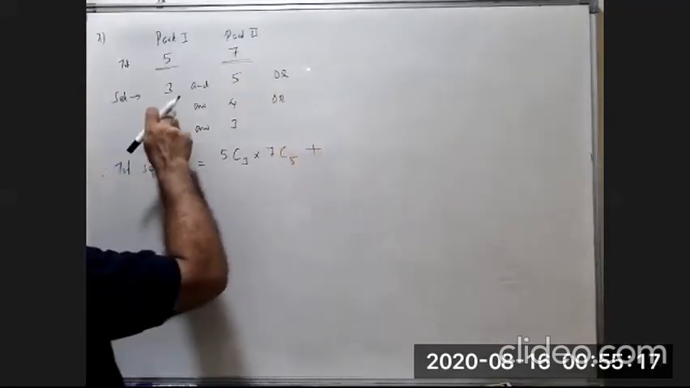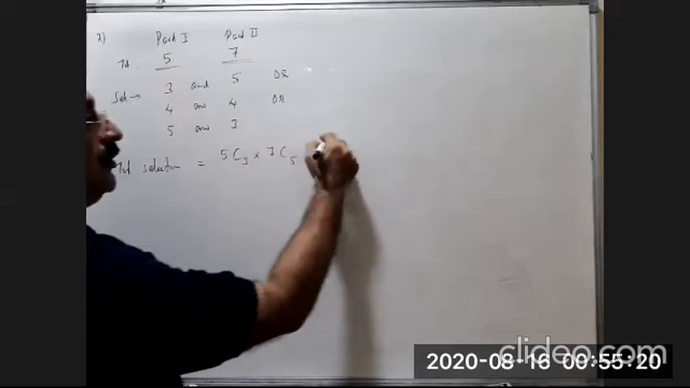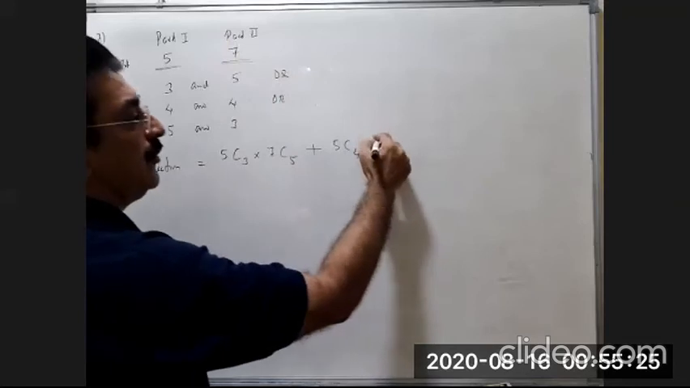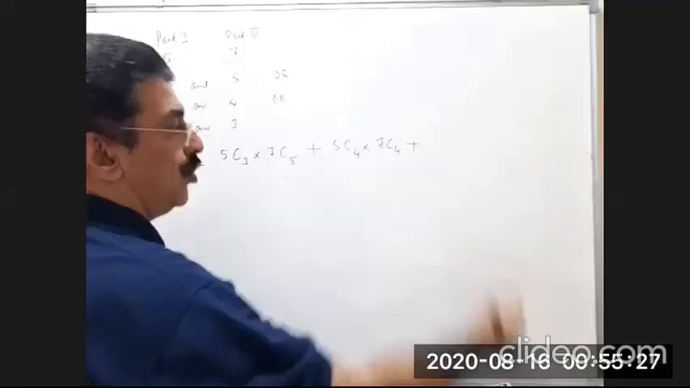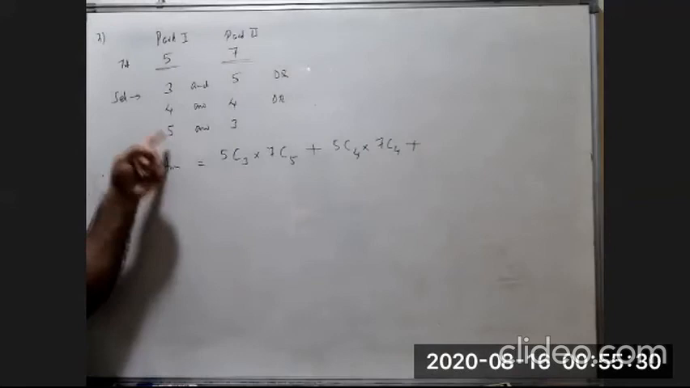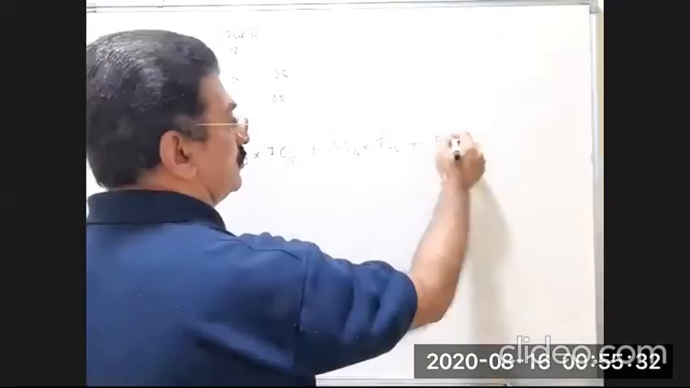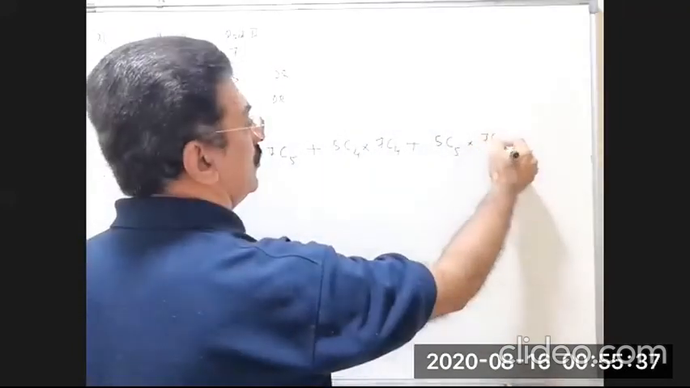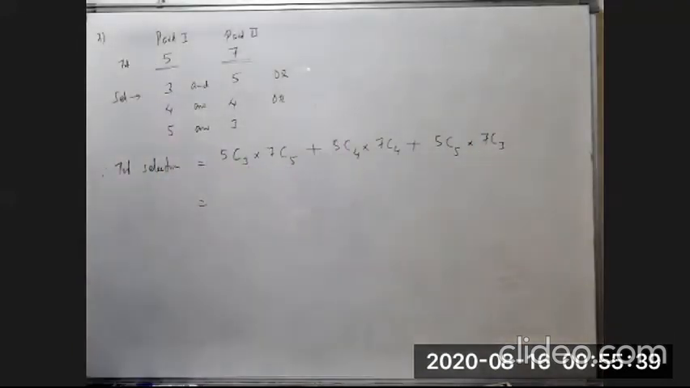Next option, we have to select 4 from 5, that is in 5C4 ways, into 4 from 7, 7C4, or 5 from 5, 5C5 into the remaining. Simplification, do it as a homework.